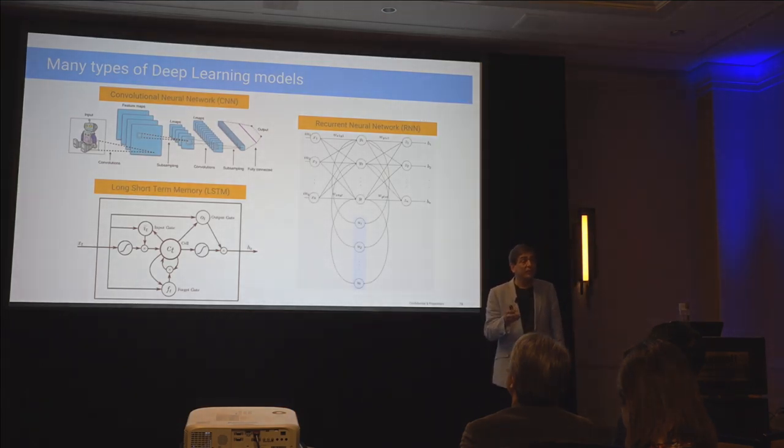There are many different kinds of deep learning models. There's convolutional networks, which are good for spatial reasoning and vision tasks. There's long short-term memory, often used in language-type tasks, recurrent neural networks, which are used in sequential tasks where there's sort of time series data coming in, many, many other types.